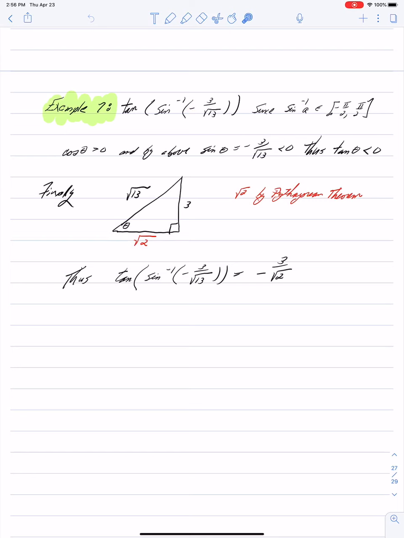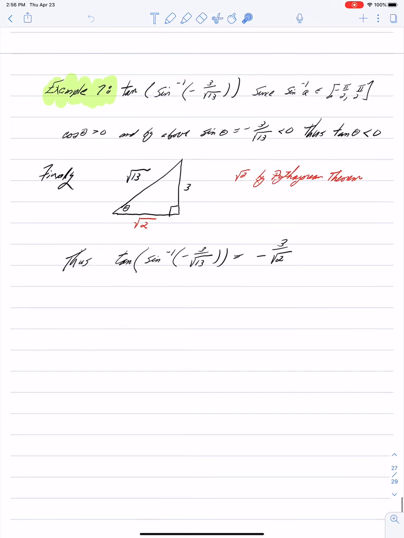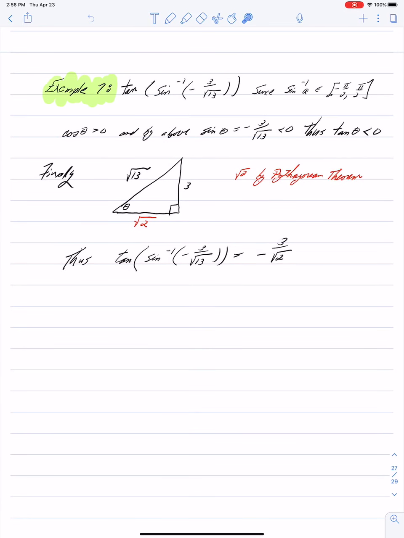So, what do I want? I want a triangle whose sine is 3 over the square root of 13. Okay, now what is sine? Sine in this right triangle is what? Opposite 3 over hypotenuse square root of 13. All right, so here we have it. There's 3. Here's the square root of 13.